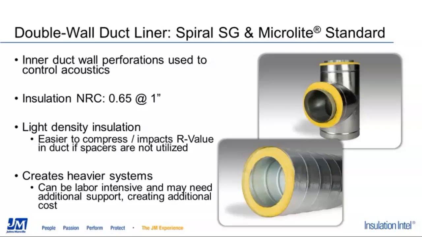It's also worth mentioning that in the field, installing Spiral Acoustic Plus duct is much easier than field installing a double wall system because of the weight difference and because you don't have to connect the two pieces of metal pipe, the inner and outer sleeve that you would have with a double wall system.